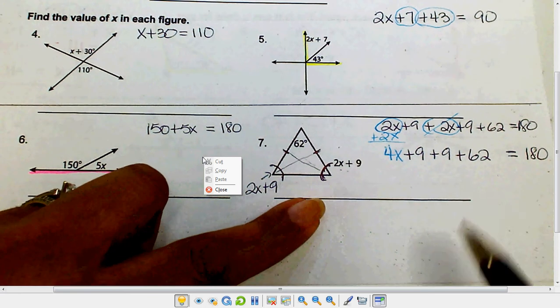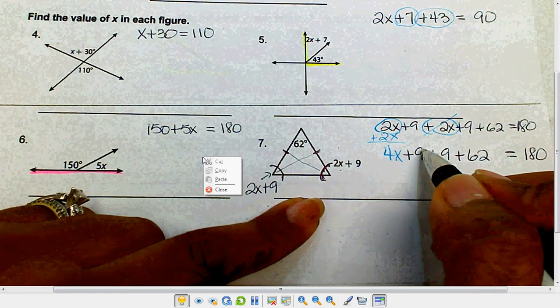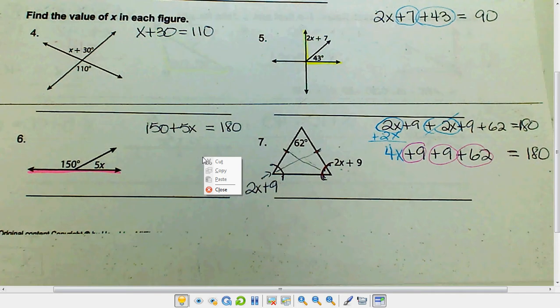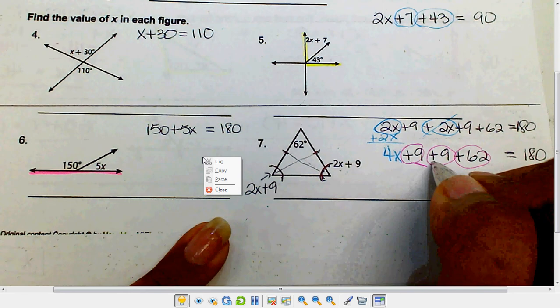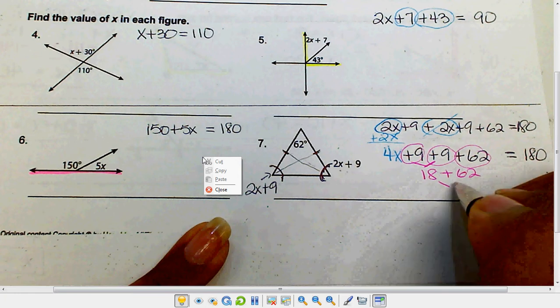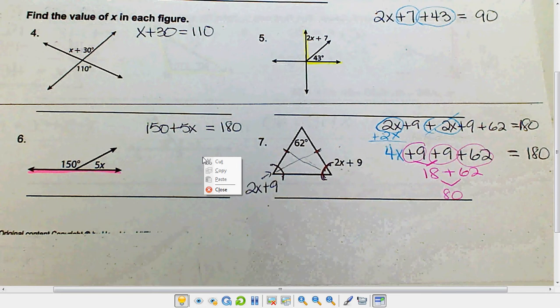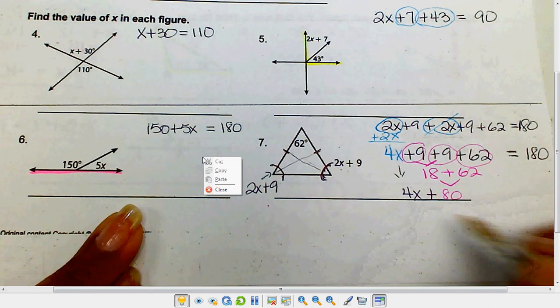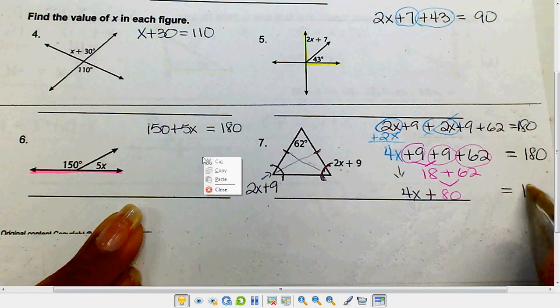Okay, so now all over here I have numbers that do not have any variables attached. So I can combine all of them. It's just like order of operations. So would you not take these two nines and add it together and get 18? You would drop that 62 down, add it together, and that would give you 80. And drop the rest of your problem down. Bring this 4x on down. So now what we have is 4x plus 80 equals 180.